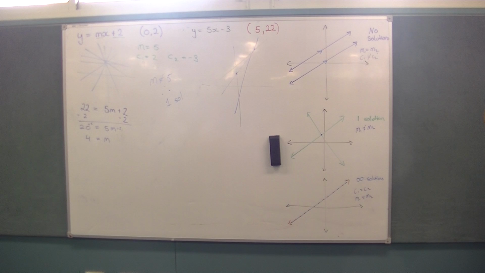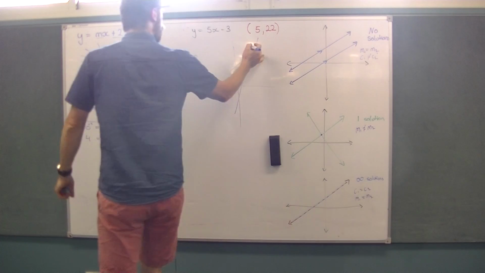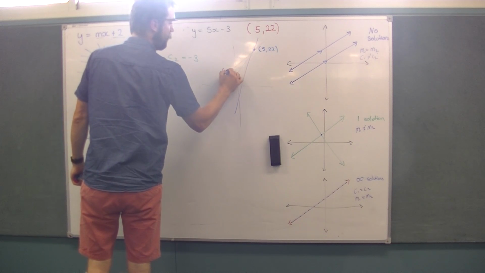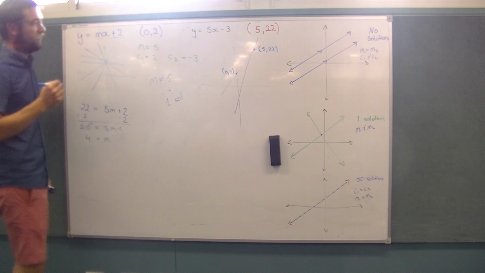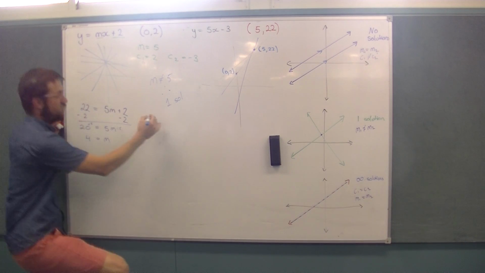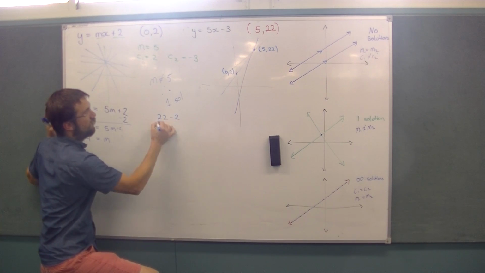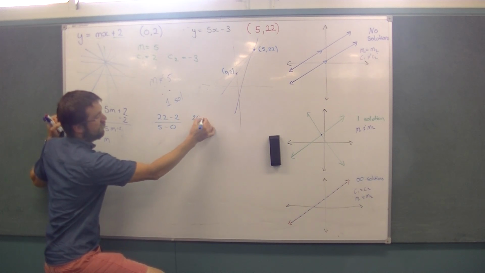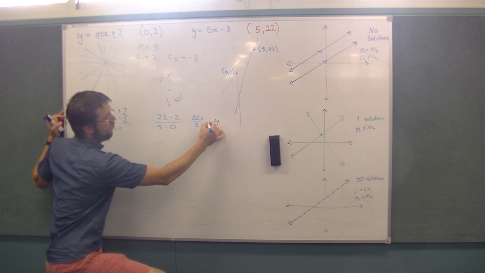You want to see me do the gradient between 2 points way? Yeah? So you know this one, (5, 22), and this one, (0, 2). And then you just do the gradient formula. So you'd have 22 minus 2 over 5 minus 0, which is 20 over 5, which is 4. Same thing.